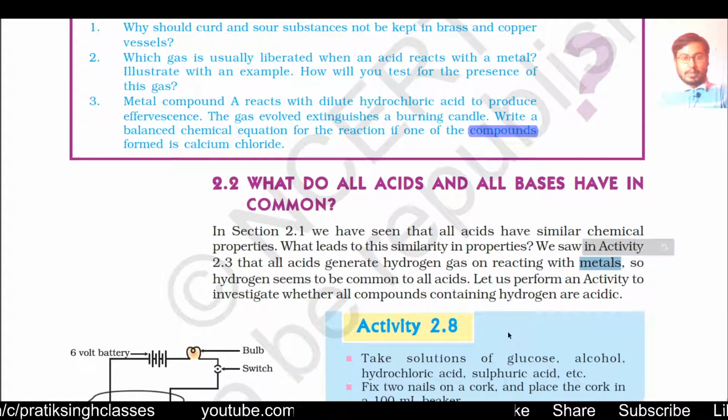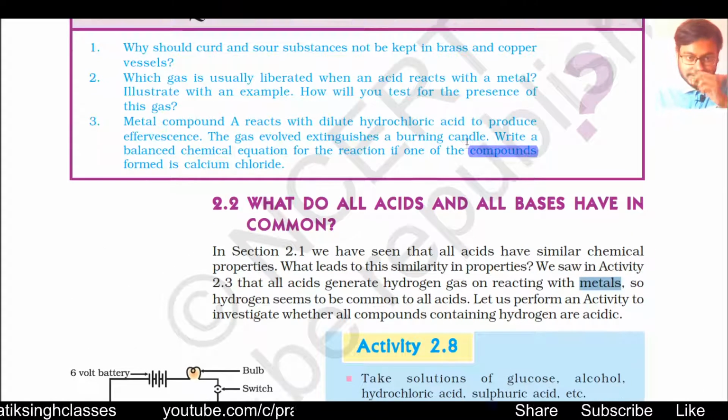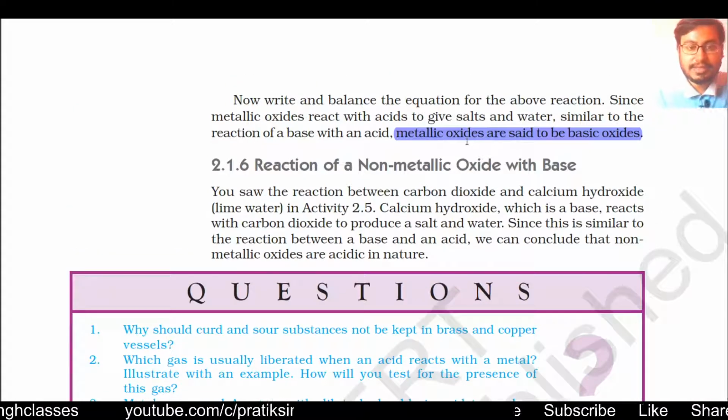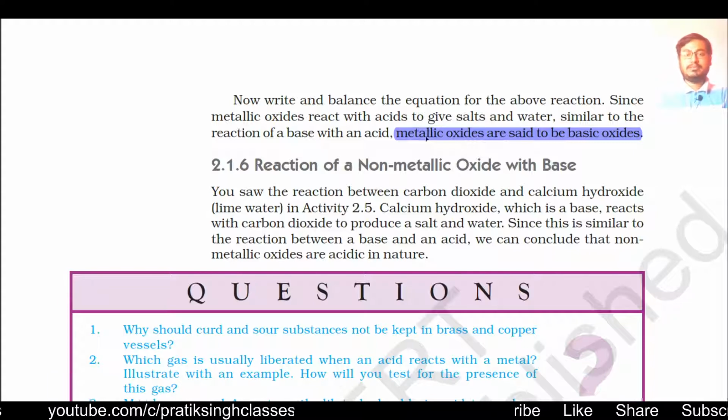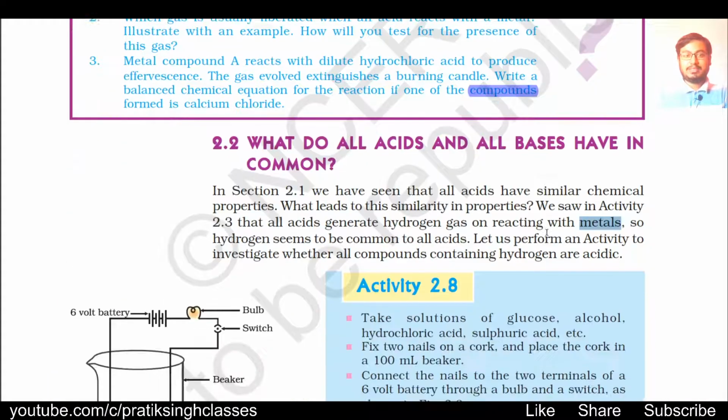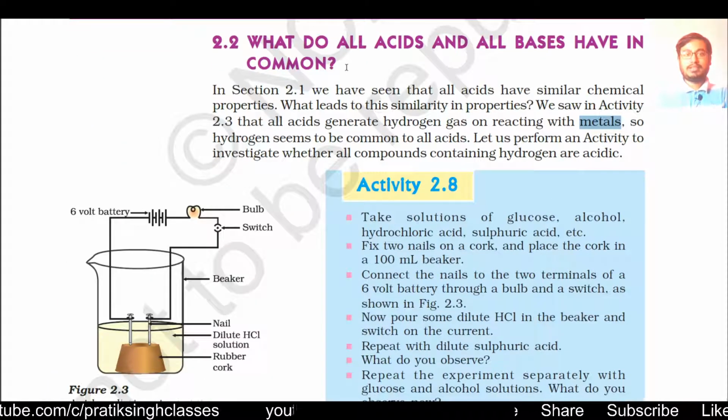Alright, let us start our today's class. Up to section 2.1.6, that is reaction of a non-metallic oxide with base, we have seen in our previous class. Today we will start from section 2.2, that is, what do all acids and all bases have in common.